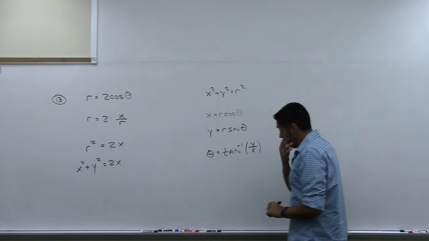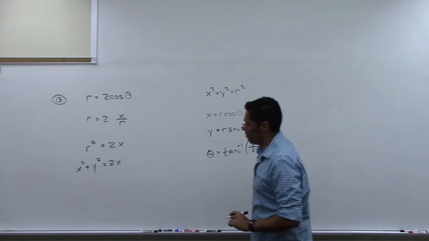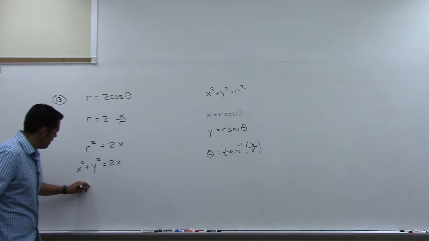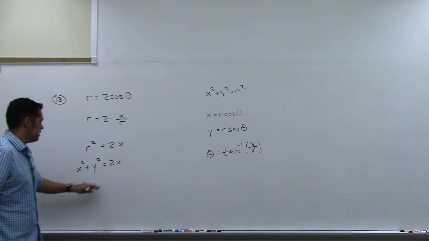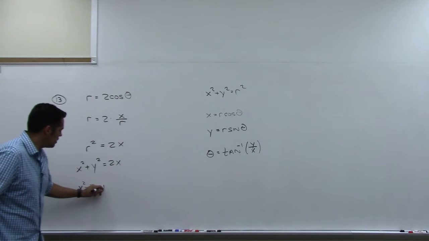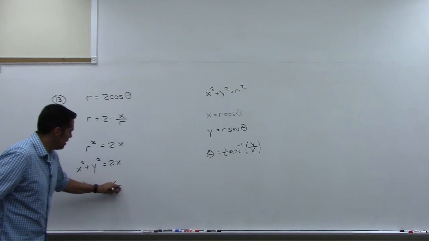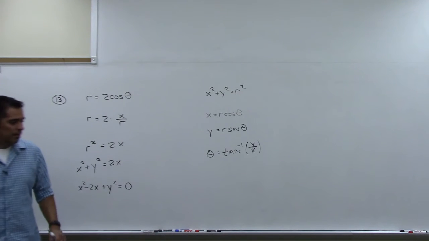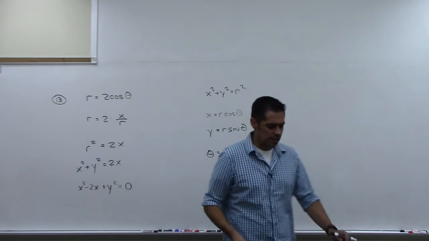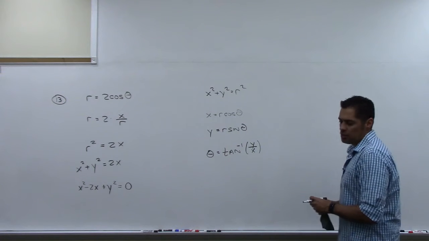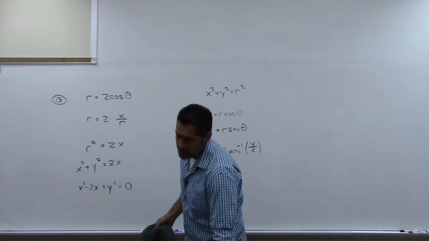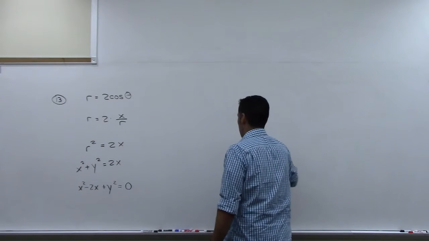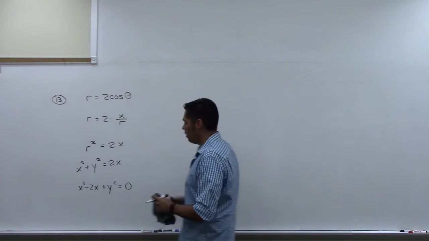And then if I move the 2x to the other side, I get x squared minus 2x plus y squared equals 0. And this is a Cartesian equation. However, I don't recognize it right off the bat, because they're trying to get us to identify the curve, so like try and tell us what it is without actually trying to graph it in polar.